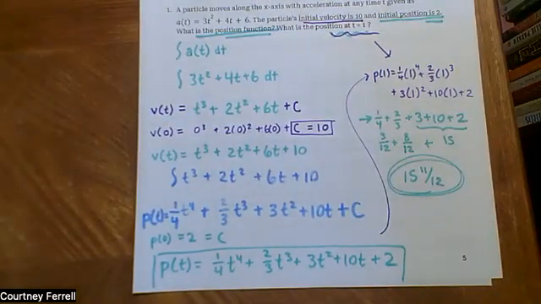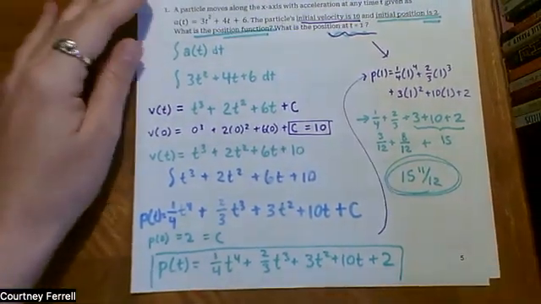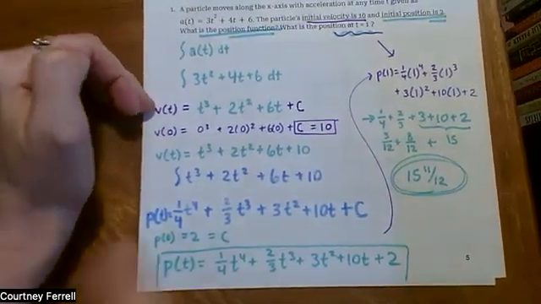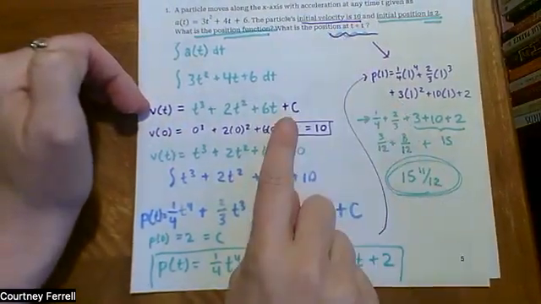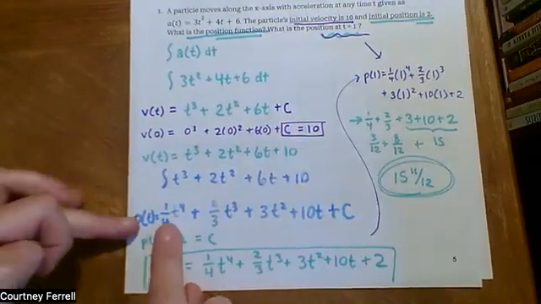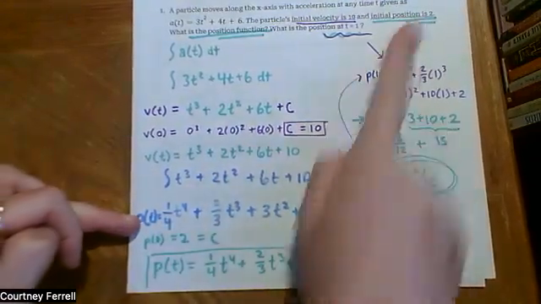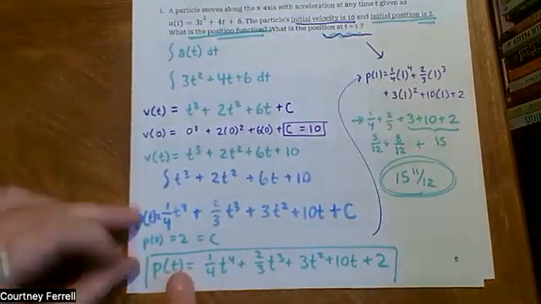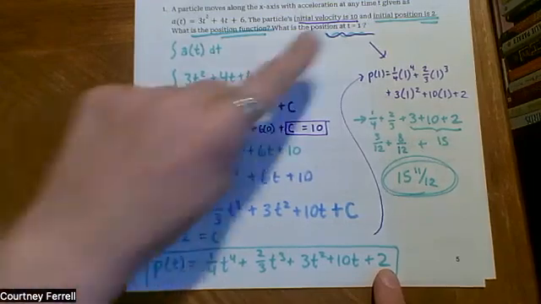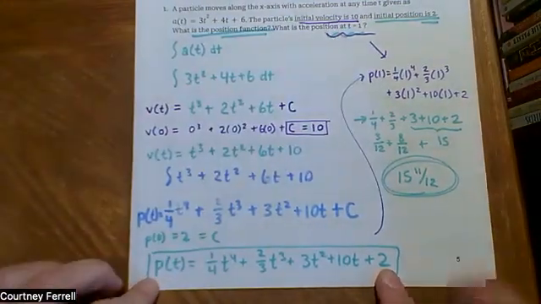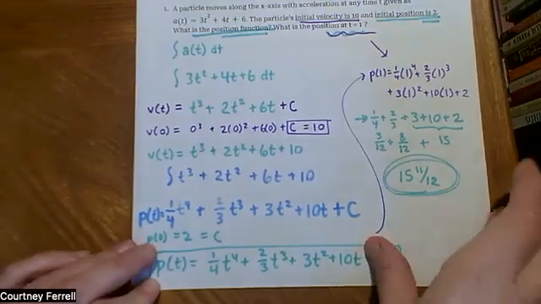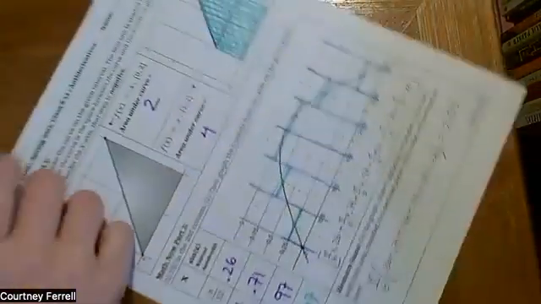Nice. Cool. So to review, we integrated acceleration to get velocity. We plugged in the given information to find what the plus c was. We then integrated velocity to get position. We plugged in the given information to get what the plus c was. That meant we knew the position function, and then we plugged in the requested t value to get an answer. Cool. One more problem.